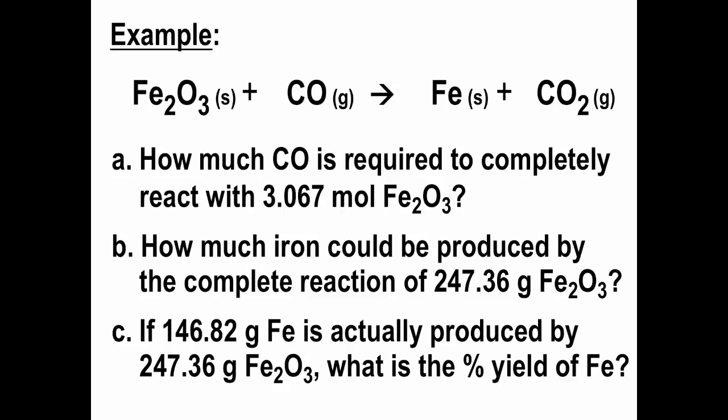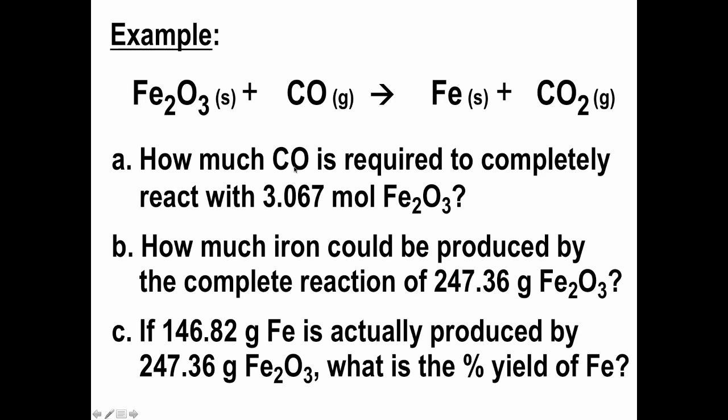So let's start with an example. Several parts to this one. We have the reaction of iron(III) oxide with carbon monoxide to make iron and carbon dioxide. So this is the reduction of iron(III) oxide to iron, and carbon monoxide is what allows this to happen.